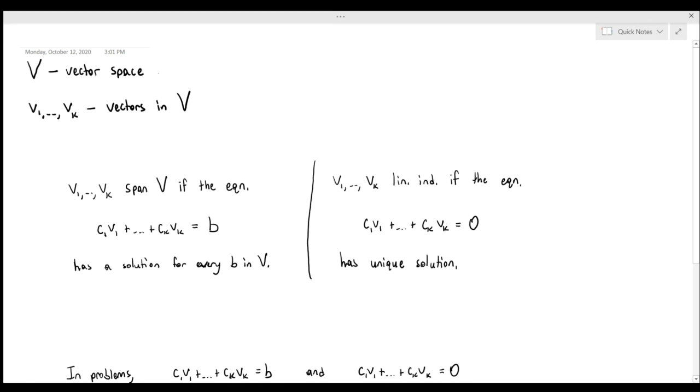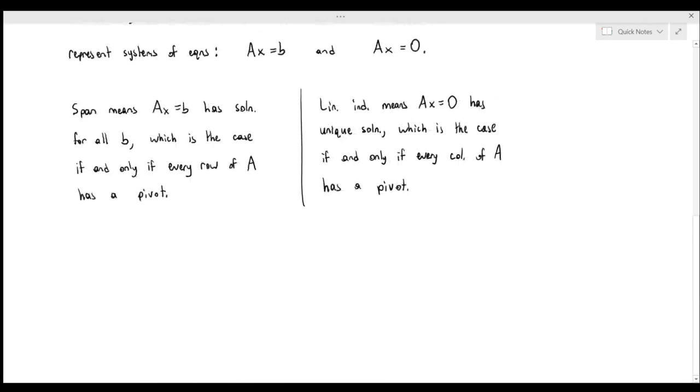So let's talk about how span and linear independence are kind of related. All right, so give me a minute. Oh, okay.